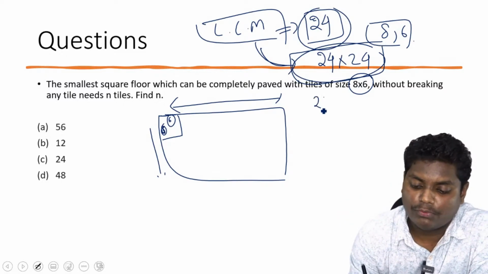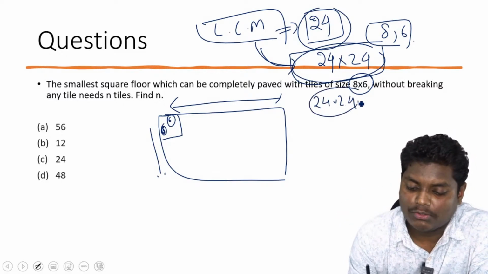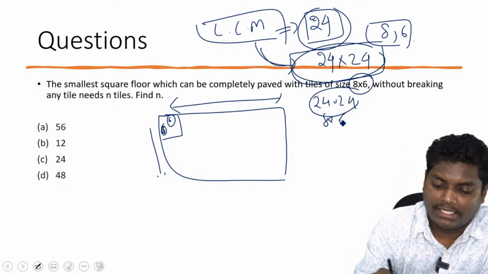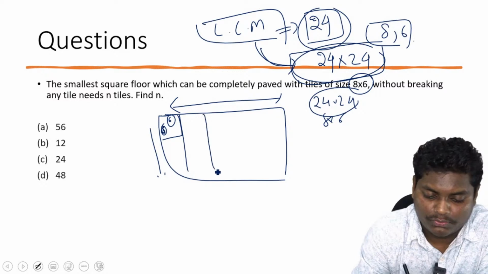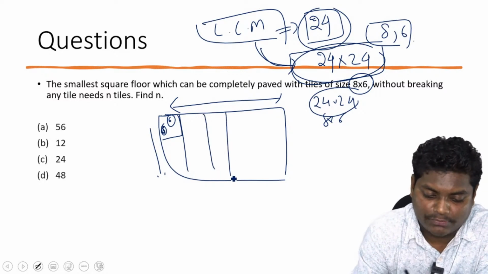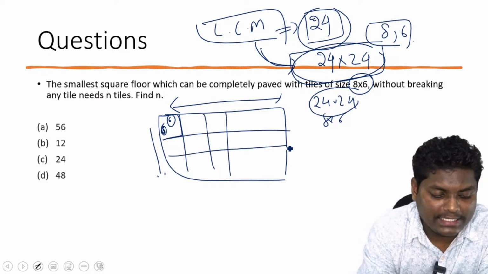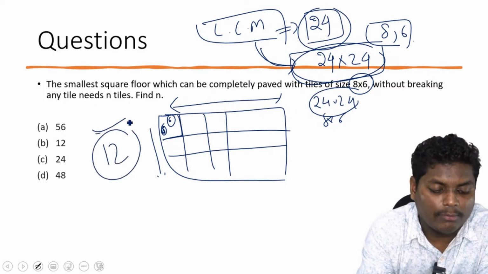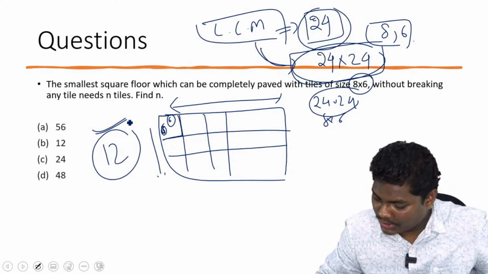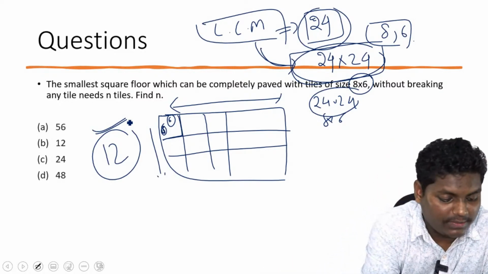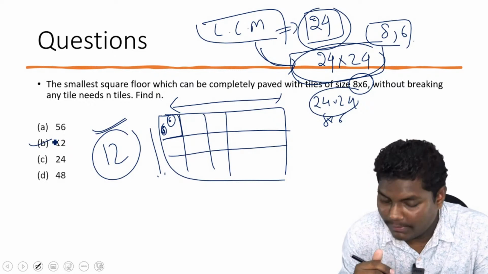So in this 24 cross 24, how many 8 cross 6 tiles can we fill up? Just put it 24. So 3 will be here, 1, 2, 3. 6 will be there, 1, 2, 3, 4. And this will be 3. So basically we'll be getting 12. The number of tiles that need to be used is 12. Okay, 12. Sanchari, it will be 12.